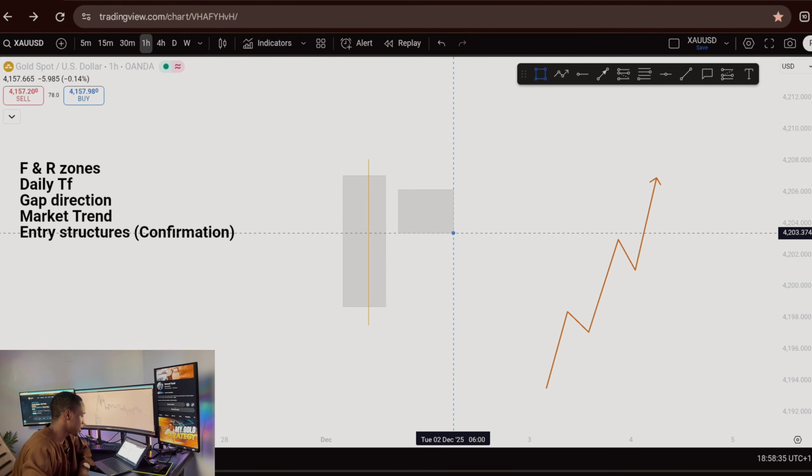I'm anticipating a sell, but let's see how it goes. If the market just opens, we'll flow with it. Okay, let's see how it goes.